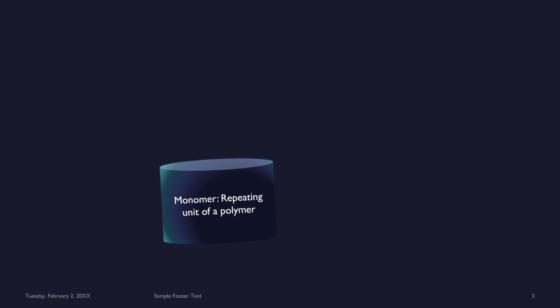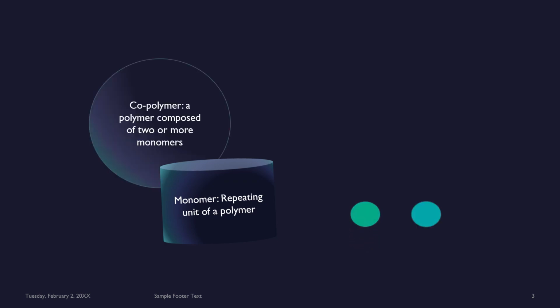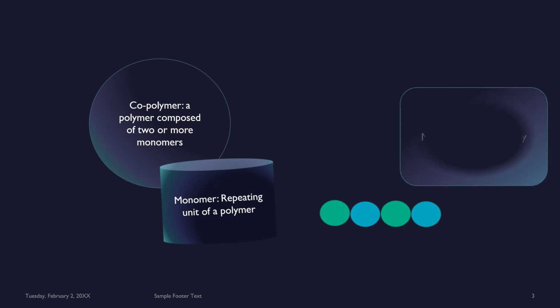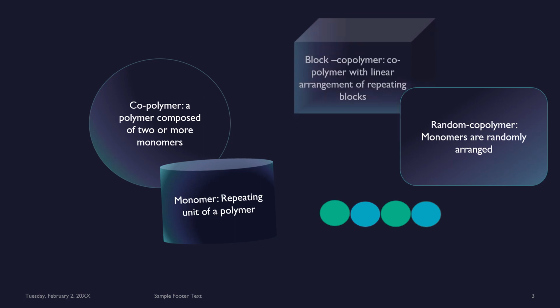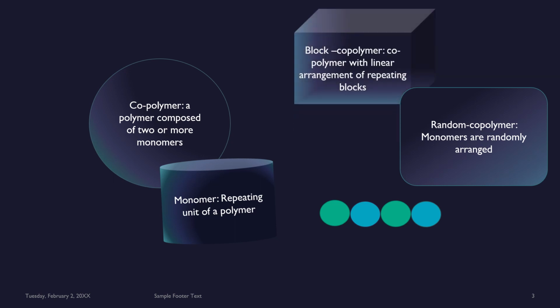A polymer is a large molecule made up of repeating units known as monomers. A copolymer is a polymer consisting of 2 or more monomers. There are 4 different types of copolymers, including random copolymers and block copolymers. Random copolymers have their monomers randomly arranged during polymerization. Block copolymers, however, consist of blocks which have a linear arrangement.